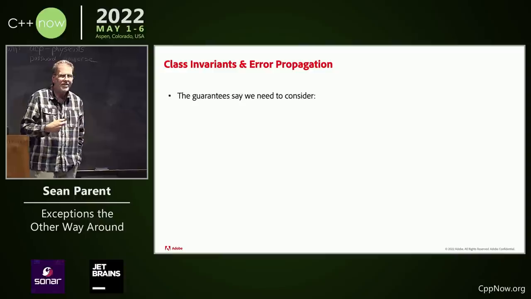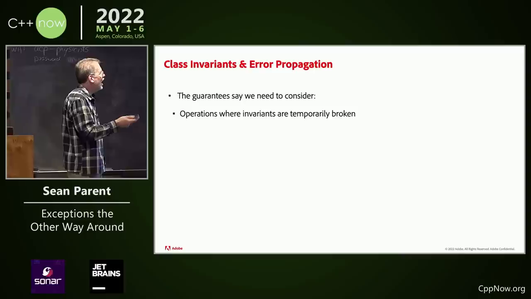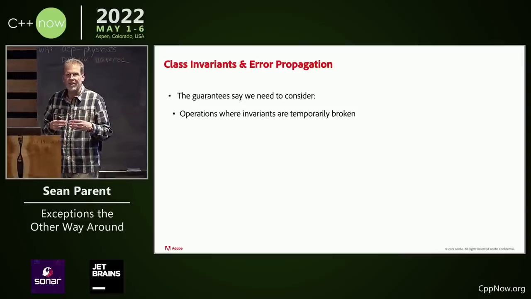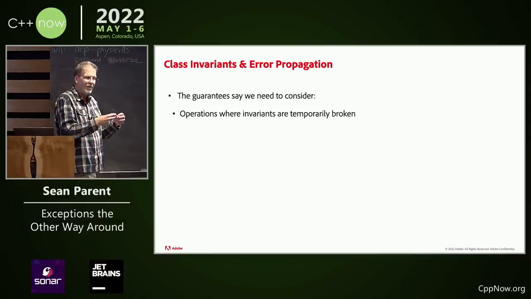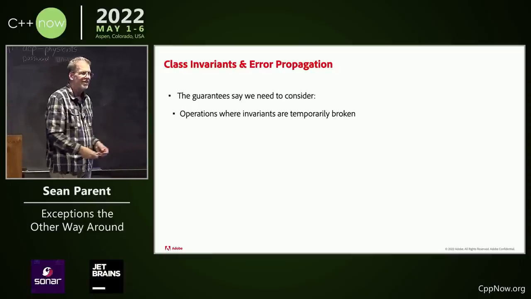So what the guarantee tells us is that what we need to consider when an exception is thrown is operations where invariants are temporarily broken. Where does that happen? That happens sometimes in member functions where we have private access to the class.